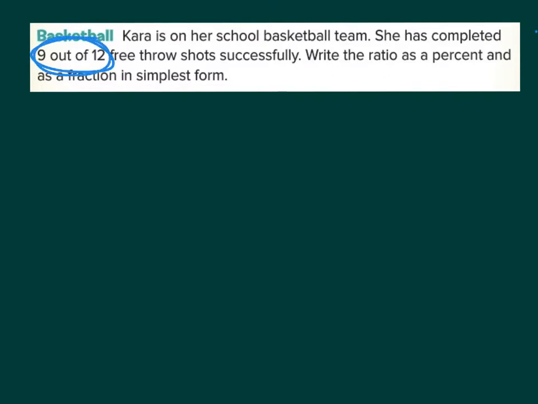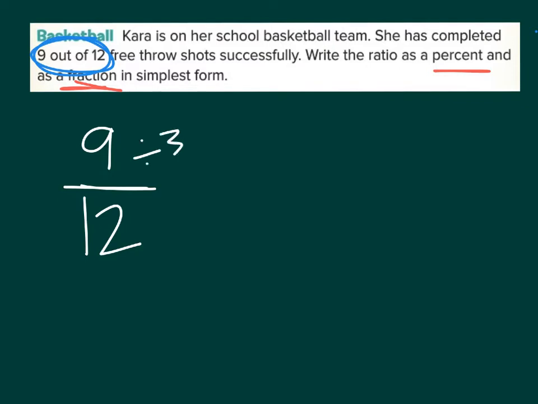The word "out of" means fraction. So 9 over 12. I want to write this as a percent and as a fraction. So this is a fraction in simplest form, so I need to change this so I can divide by 3. Divide by 3, I would get 3/4. And then if we know anything about 3/4, this is a common fraction, so we should know the percent.